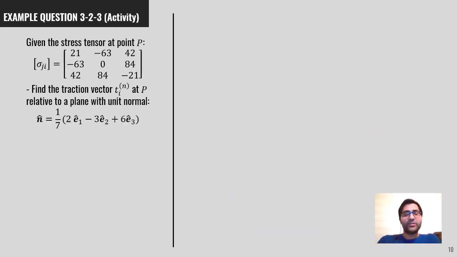And finally, here is a question for you to solve during the break time before we start with the third part of this lecture. It basically gives you the stress tensor and asks to find the traction or stress vector on a plane with a given normal vector.